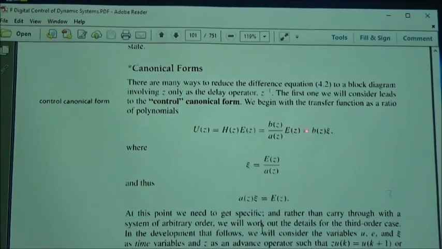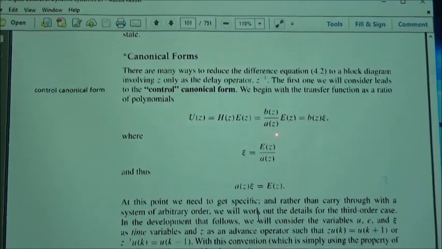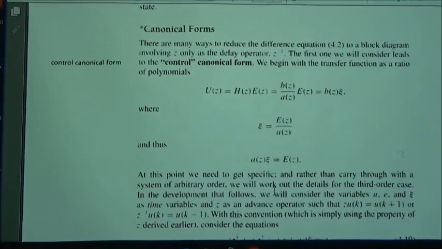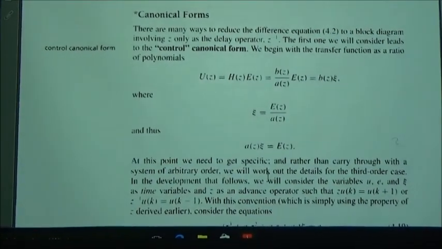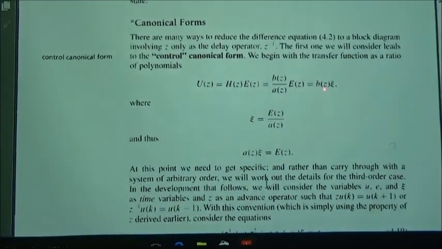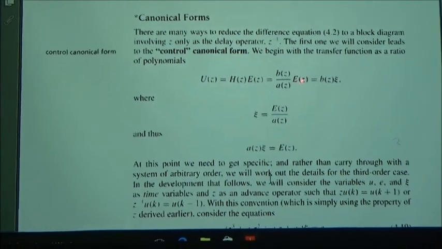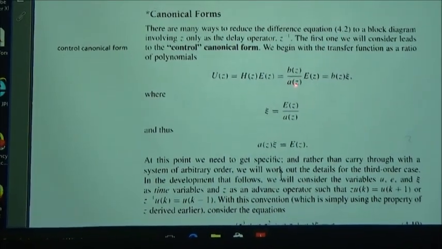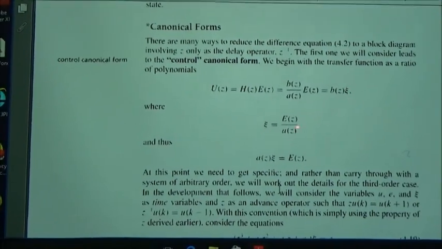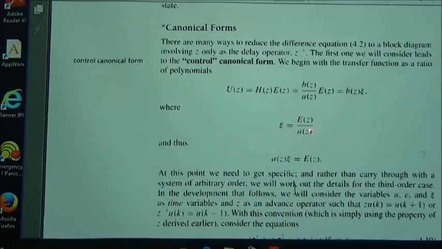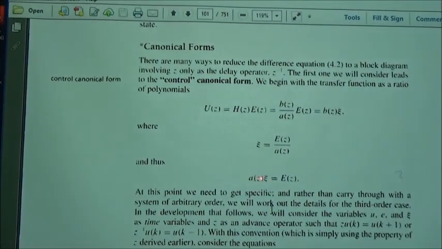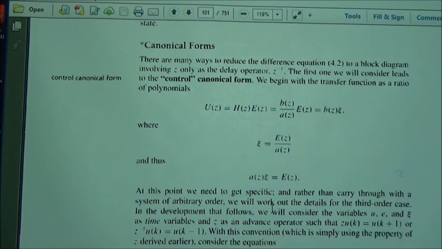This particular text gives you a mechanism to do a simulation diagram for the canonical form. It calls E divided by A of Z as psi, the Greek letter psi. So psi is E of Z over A of Z.